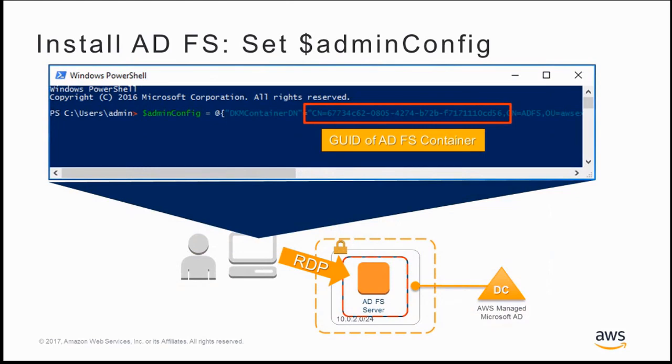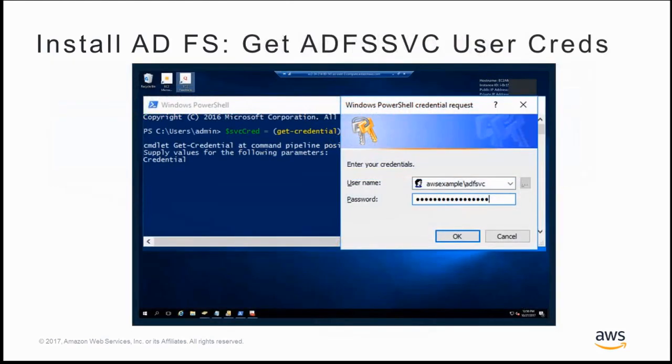Next, you're going to begin the installation process, and we need to create some variables that contain the parameters that are necessary. The first thing is to create the admin config variable, and what you're going to do is enter the GUID of your ADFS container that you created earlier. Next, you're going to set a service credential variable, and you'll do that by obtaining the ADFS service account that we created at the very beginning of this when we were setting things up, and you'll use this to obtain the credentials.